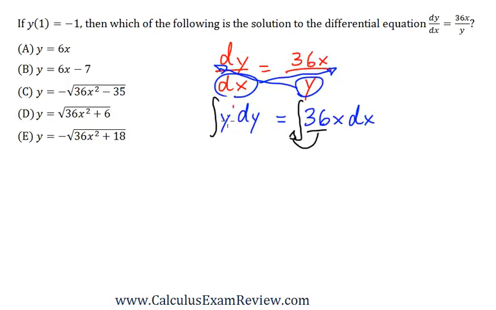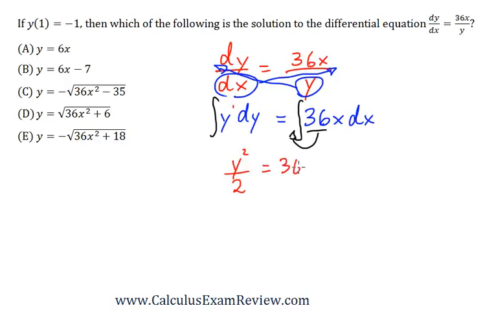Now, that's just y to the power of 1, right? So we can just add a 1. So we get the 2, and I need to divide it by 2 also. These guys need to match up. Great. So that's just the antiderivative of y.